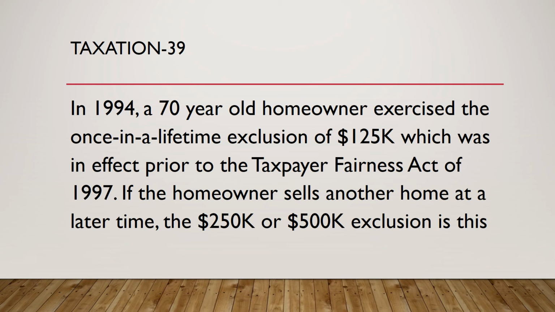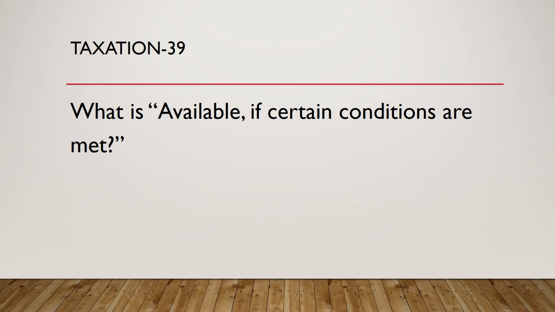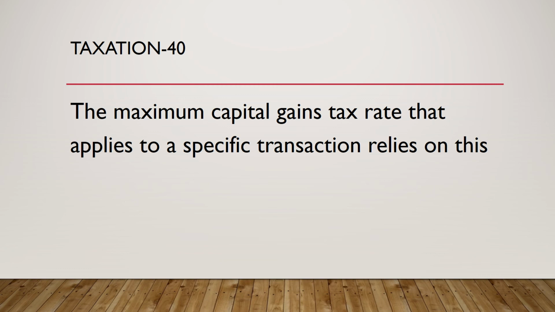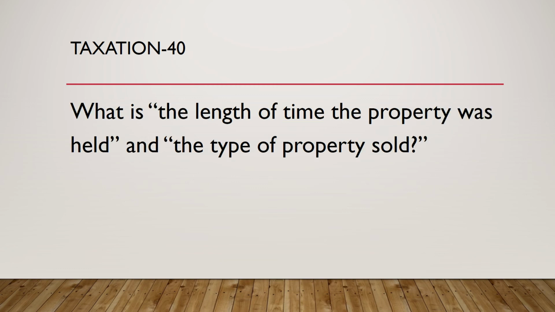Question 39. In 1994, a 70-year-old homeowner exercised the once-in-a-lifetime exclusion of $125,000, which is in effect prior to the Taxpayer Fairness Act of 1997. If the homeowner sells another home at a later time, the $250,000 or $500,000 exclusion is this. What is available if certain conditions are met? Question 40. The minimum capital gains tax rate that applies to a specific transaction relies on this. What is the length of time the property was held and the type of property sold?